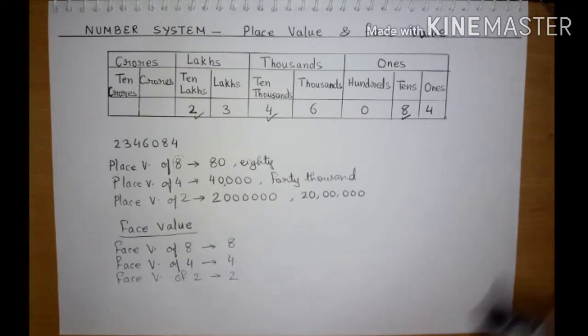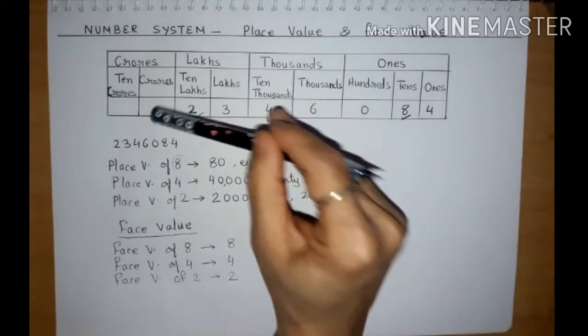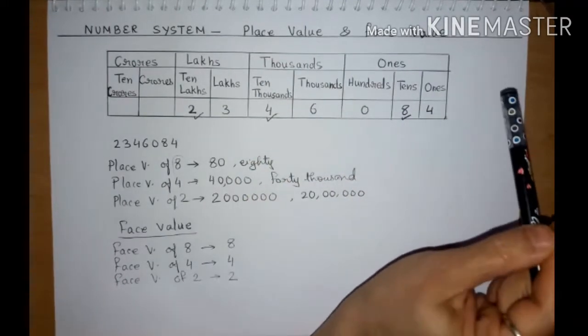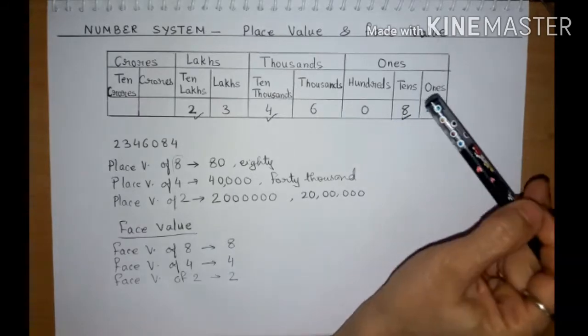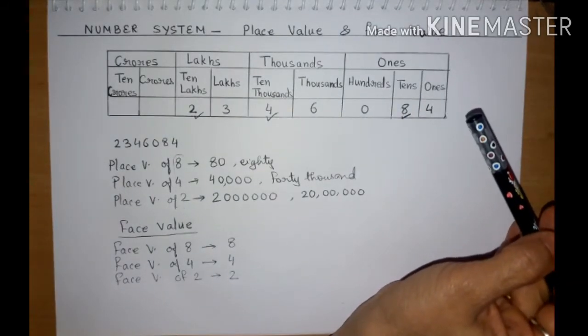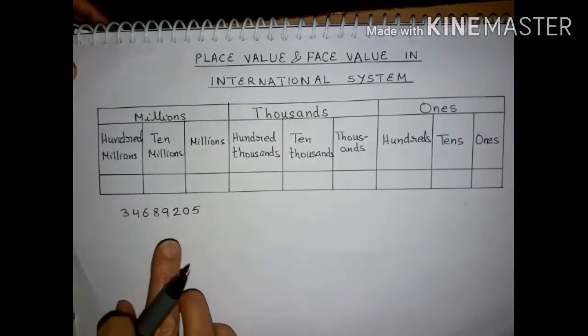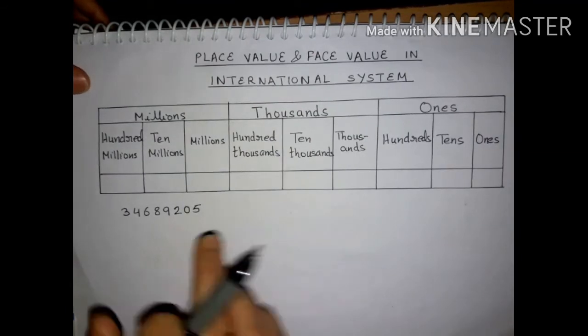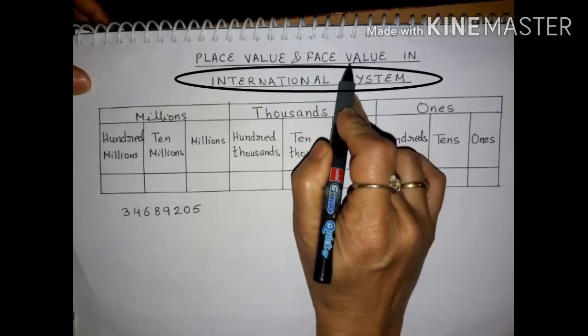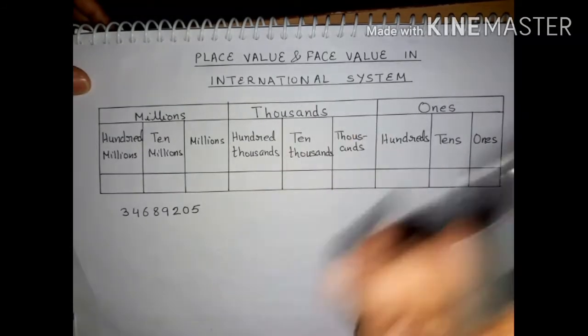It means that place value refers to where the digit is lying in the place value chart. And face value refers to the number itself. Okay, I hope it's clear to you. Okay, in this video, I'm going to tell you how to find out the place value and face value in the international system. It is actually almost the same.